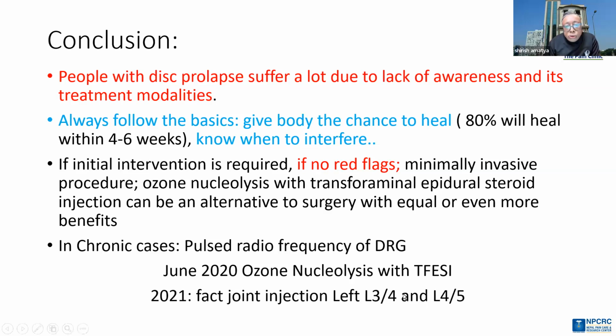So this is a commonly made mistake. I'm sure in your places also, the neurologist or the orthopedician would not go for any non-surgical intervention, but usually go directly for surgical intervention. But evidence suggests that simple percutaneous ozone nucleolysis or even transforaminal epidural can have wonderful results in back pain. And especially ozone nucleolysis can be done in both contained as well as non-contained disc herniation.